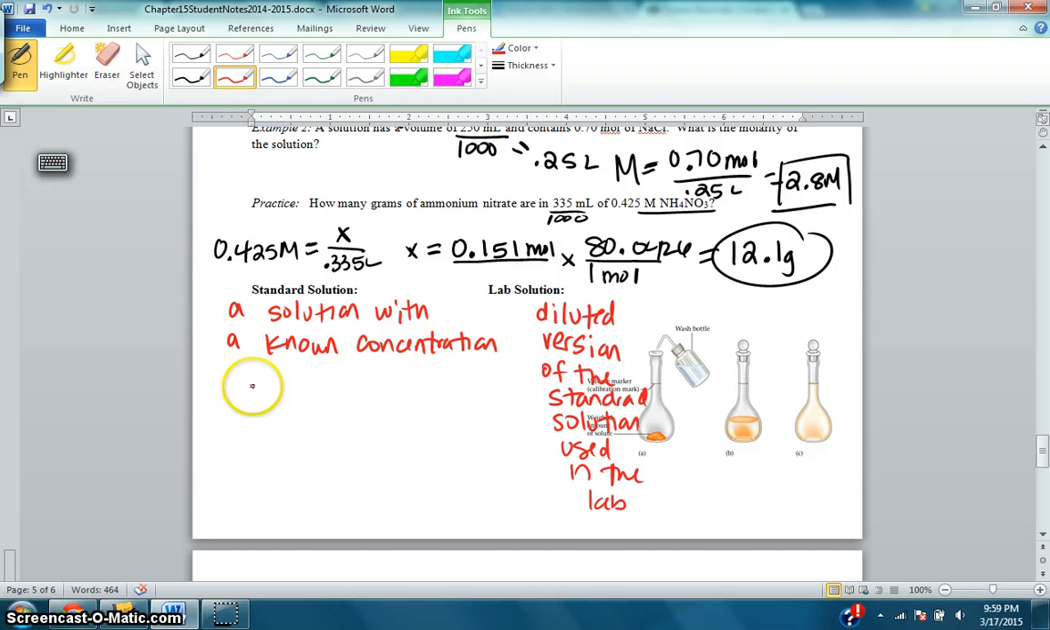So, for example, his standard solution was Gatorade. And then his lab solution would be the diluted Gatorade, or the watered down Gatorade.